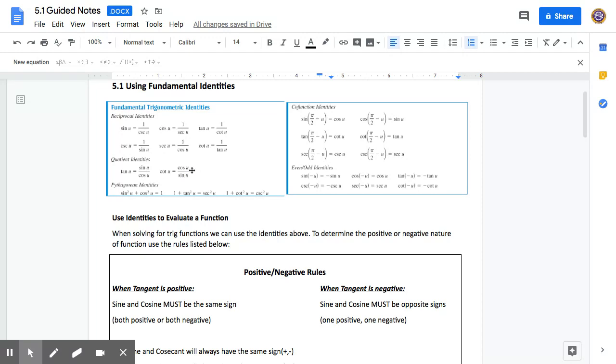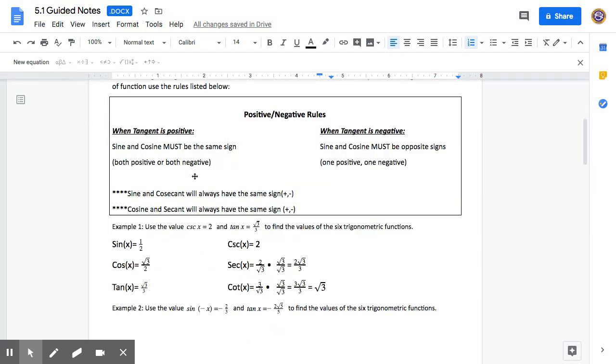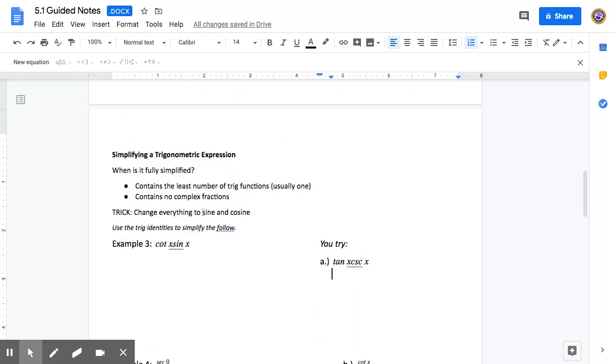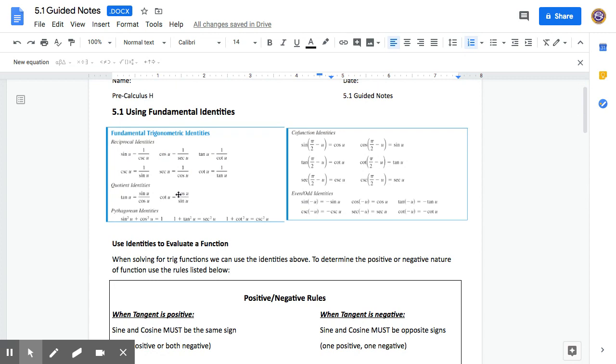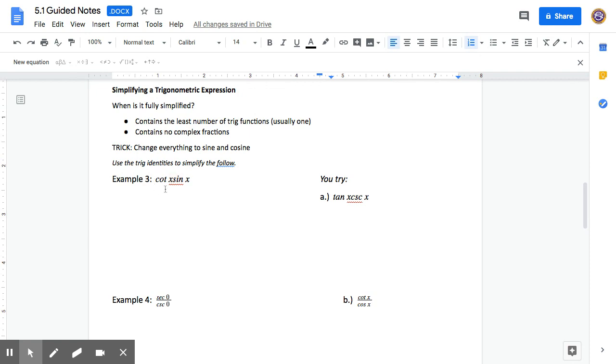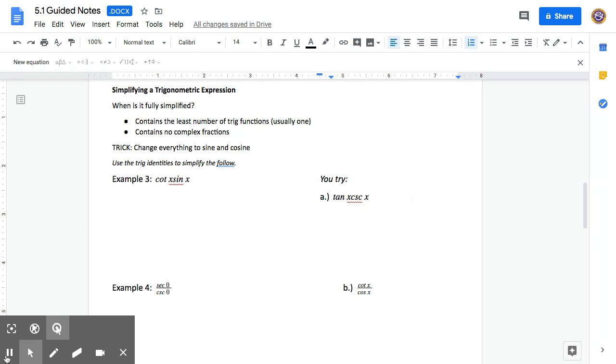So cotangent of u equals cosine of u over sine of u. So in this case, we're using x. So instead of having this definition with u, we're going to put cosine of x over sine of x. So we're going to rewrite cotangent. Instead of writing it as cotangent, we are going to write it as cosine of x over sine of x.